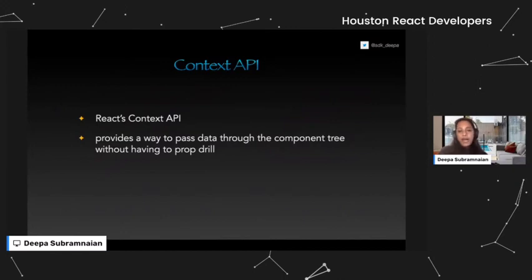So because of that, React came up with an API called Context API, as the previous method was inefficient, because you have to keep track of every prop that you're passing. This API provides a way to pass data through the component tree without having to pass manually at each and every level.